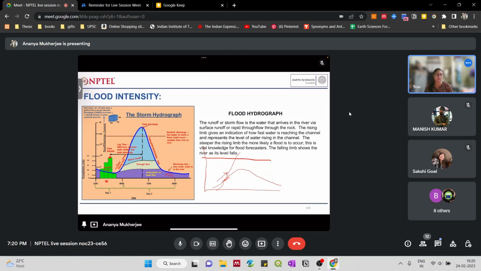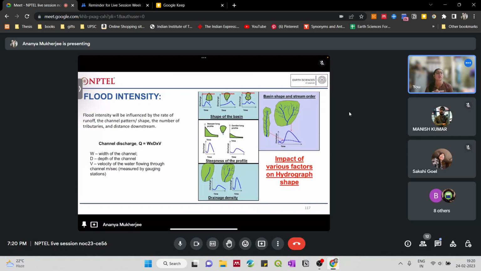Now as I said before, the flood density or the amount of discharge flowing through the stream is dependent on a few other factors. So you have the basin shape and stream order. Over here you can see that with a lower number of stream orders, the discharge is lower. But with more stream orders, the bank full discharge will be crossed, and you can have chances of flooding.